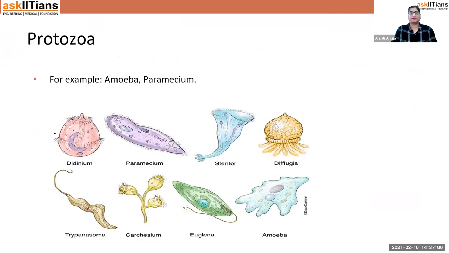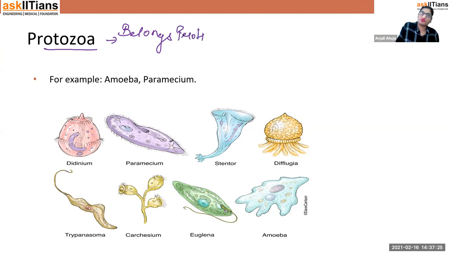The next category now, protozoan. Protozoan actually belongs to kingdom protista. I don't know whether you know or not, but if we talk about the earth, we have mainly five kingdoms: kingdom monera, protista, fungi, animals, and plant. So there is the second kingdom, kingdom protista, where the protozoa category belongs.